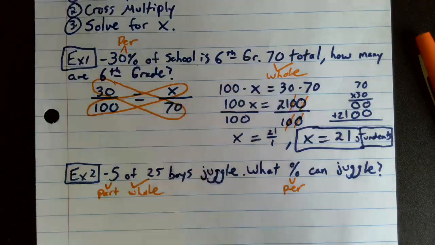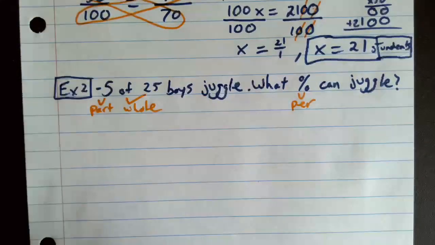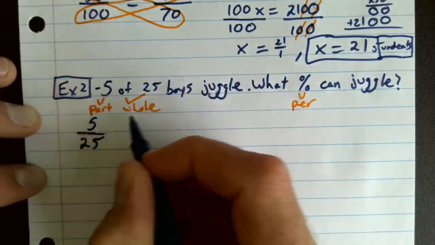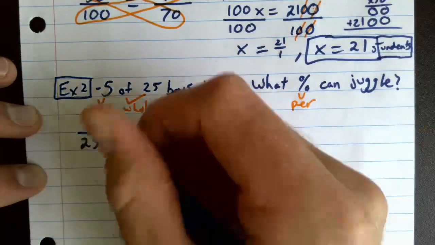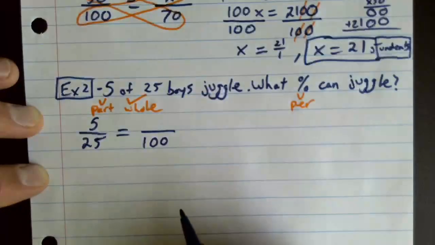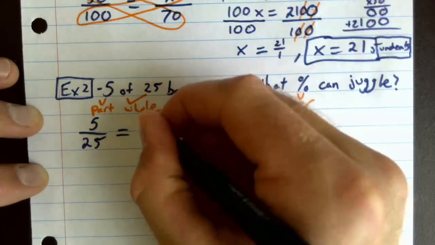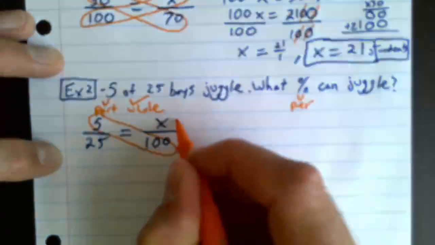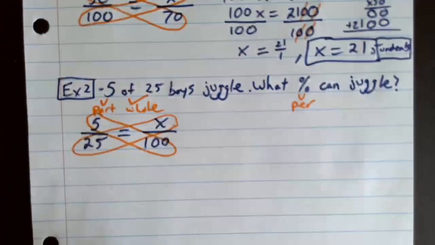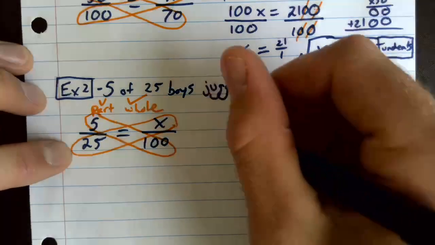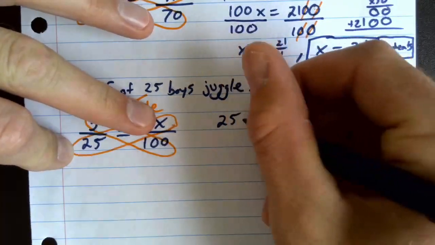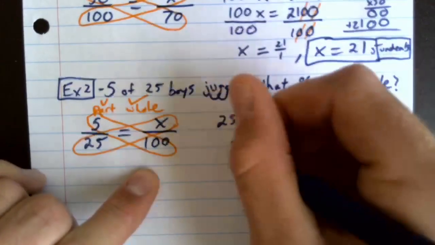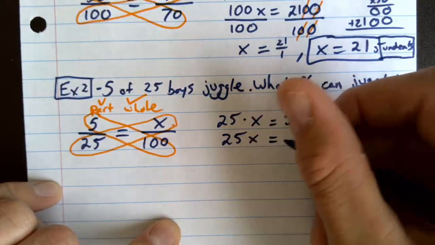So we have the information that we need to write your proportions. 5 over 25, we have our part to whole, equals what percent? We know all percents are out of 100, so our x must go on top. All right, step 2 just says cross multiply. This is my favorite part. Draw your x's, and just go ahead and jot it out. So 25 times x equals 5 times 100. Simplify that and you have 25x equals 500.